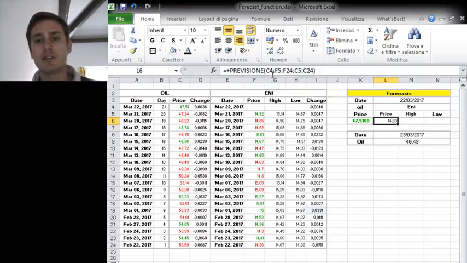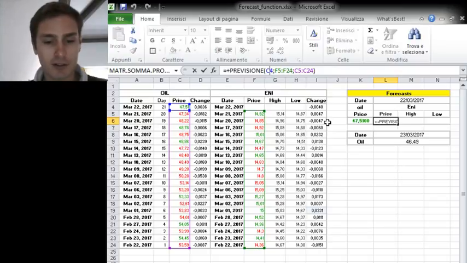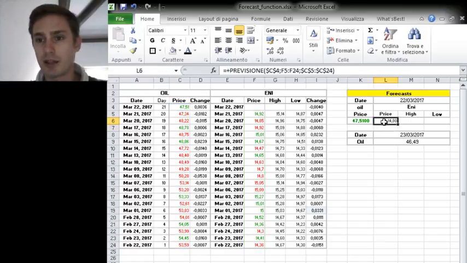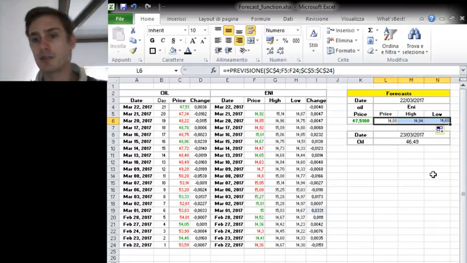I can just replicate this function using the same independent variable but a different dependent variable to obtain the higher expected value and the lower one, and therefore the whole fluctuation of Eni this morning.